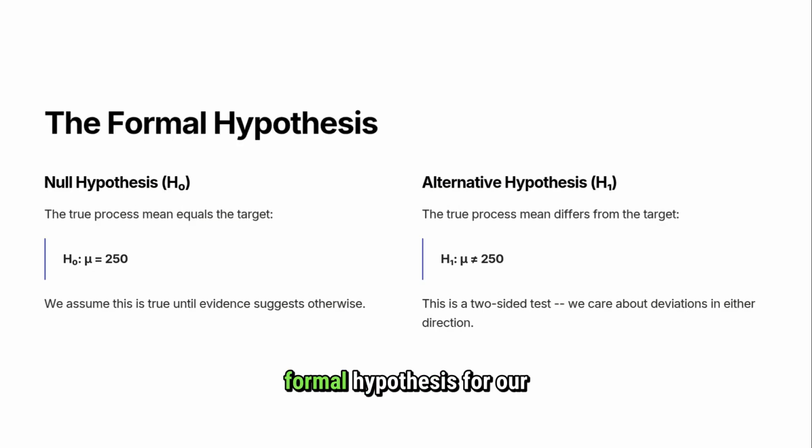We are examining the formal hypothesis for our process. The null hypothesis, H0, states that the true process mean is 250 grams. The alternative hypothesis, H1, suggests the mean differs from 250 grams. This is a two-sided test, considering deviations in both directions.